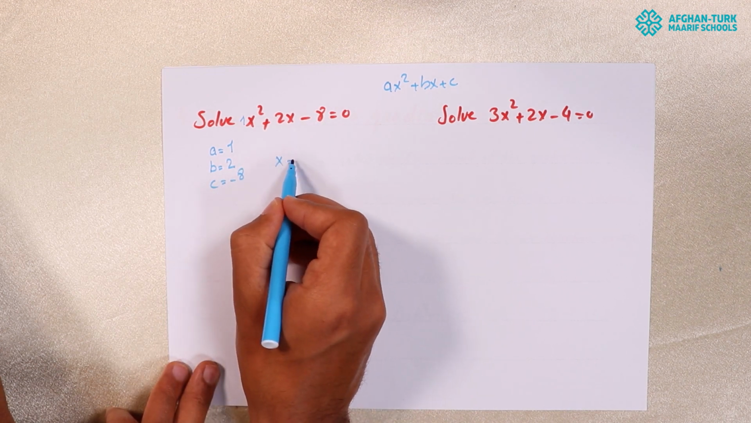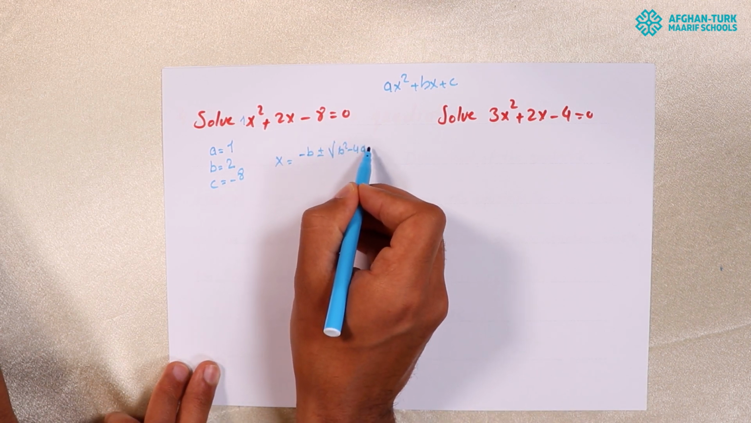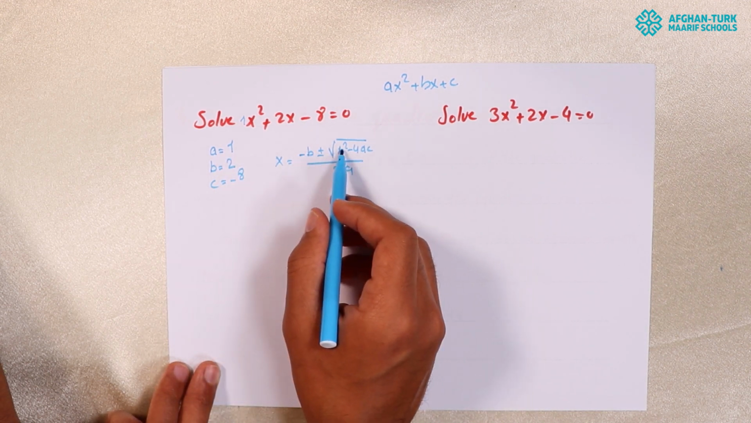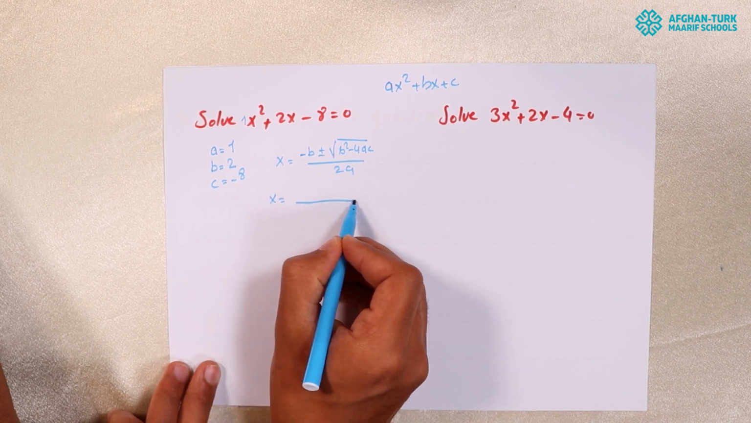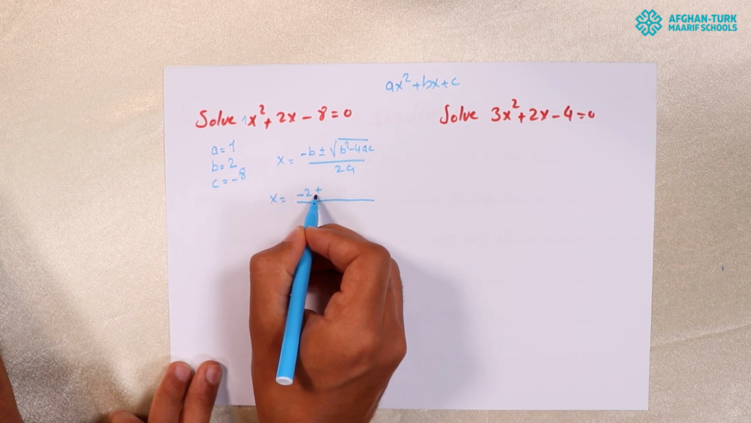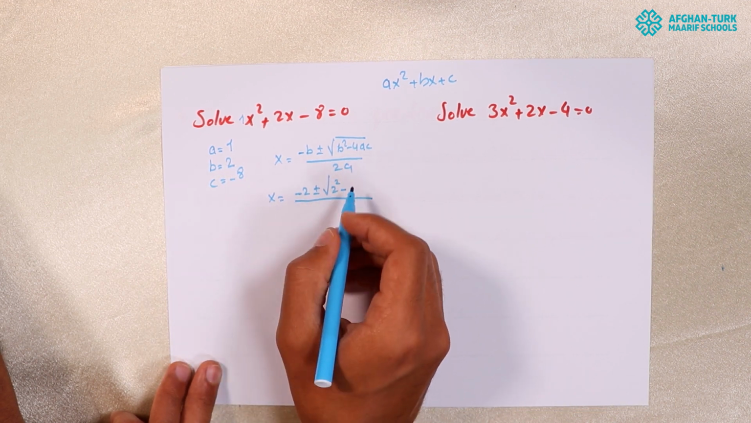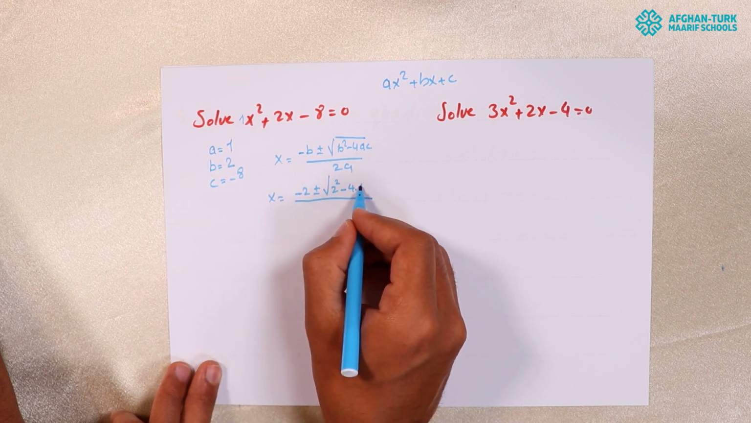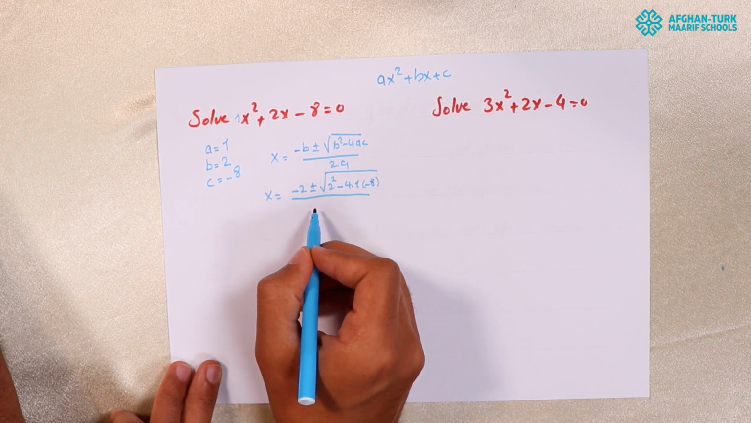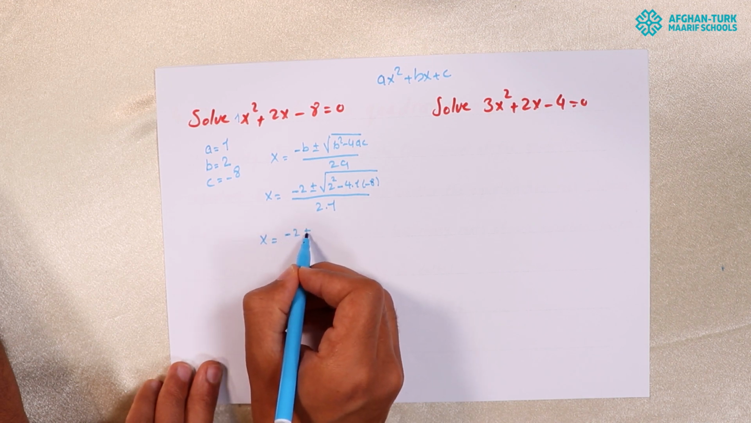So, x is equal to minus b plus or minus the square root of b squared minus 4ac, over 2a. We are going to substitute the values of a, b and c. So, x is equal to minus b. What is b? 2. Minus times 2, minus 2, plus and minus. B squared means 2 squared, minus 4 times a. What is a? 1. What is c? Minus 8. Over 2 times a. What is a? 1.